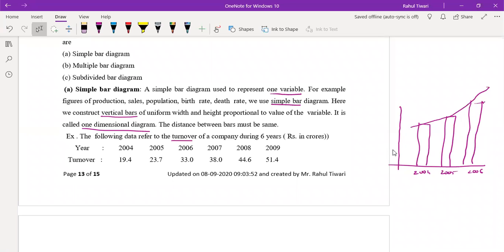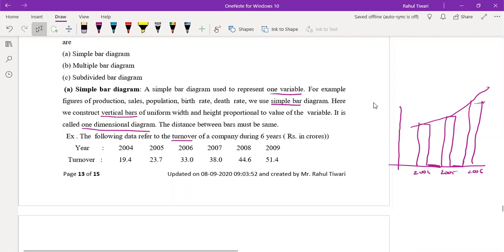And the distance between bars must be the same. There should be some distance between the bars, and this distance should be the same. Make sure that if you are considering 1 centimeter, you always go with centimeters. That is also very important. So this is regarding a simple bar diagram.